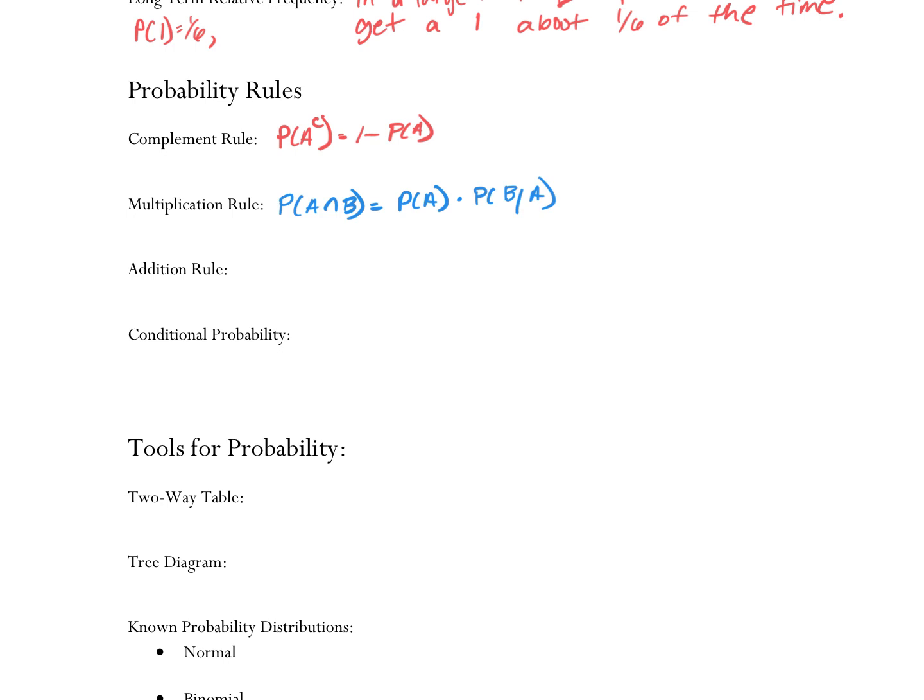Okay. Now, the following 2 probability rules are on your formula sheet, and as you're trying to choose which strategy you're using for a probability question, one of the things you could do is use these next 2 rules that are on your formula sheet, okay? The addition rule is that the probability of A or B is the probability of A plus the probability of B.